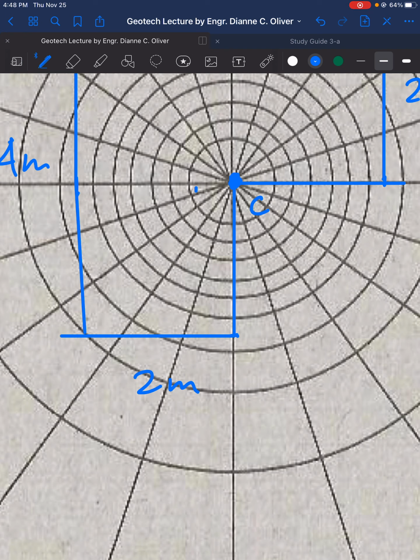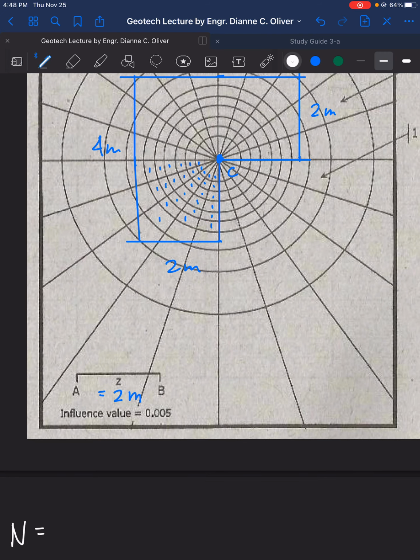1, 2, 3, 4, 5, 6, 7, 8, 9, 10, 11, 12, 13, 14, 15, 16, 17, 18, 19, 20, 21, 22, 23, 24, 25, 26, 27, 28, 29, 30, 31. Okay, so we have here 31 full elements.